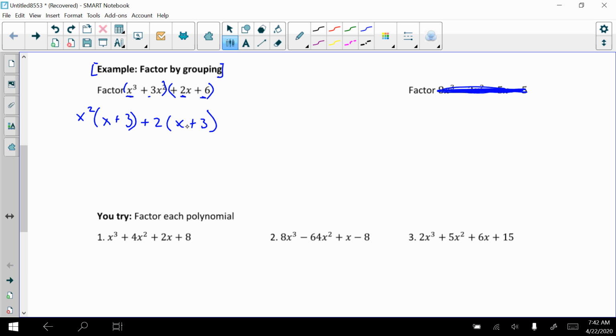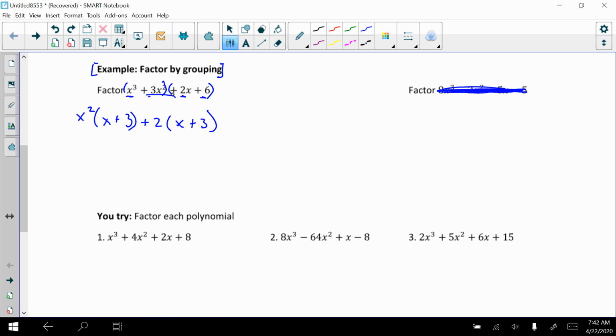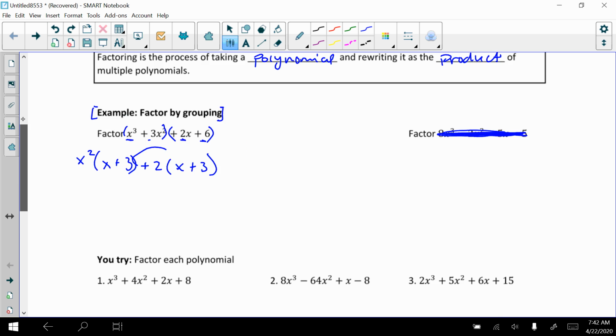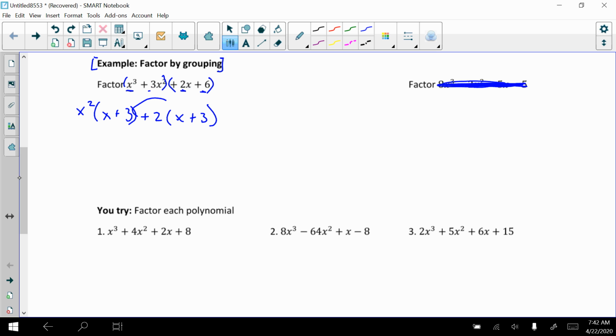We're not completely done yet. Remember, I'm trying to get my answer to look like two things that are being multiplied together. So we're almost there, but we're not quite done yet.